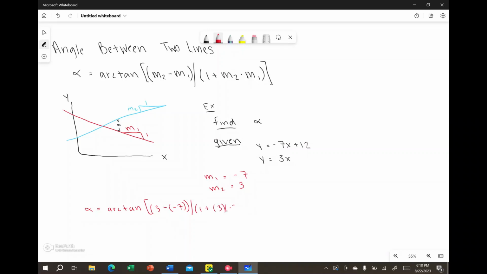Now we can further simplify this by doing arctan, and the numerator will be 3 plus 7, since minus and negative cancel out, and the denominator being 1 minus 21, which is negative 20. Further simplifying this to be arctan of negative 0.5, and in radians this will be 0.46 radians, which converts to 26 degrees. Initially the negative can just go away because we're not going to be worrying about negative or positive.